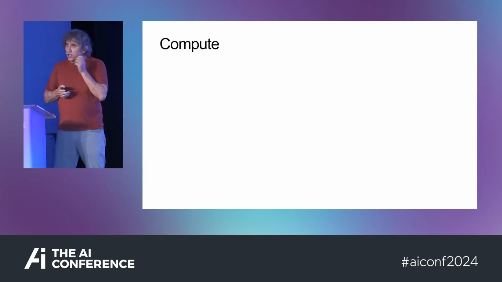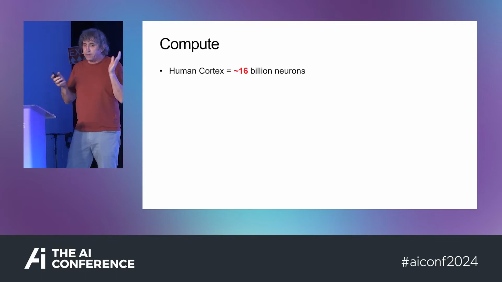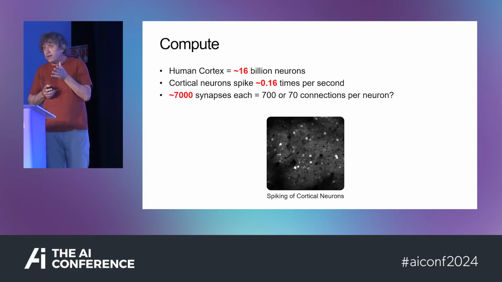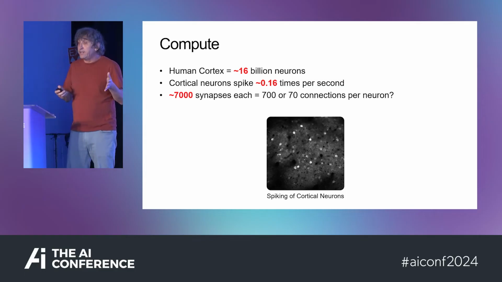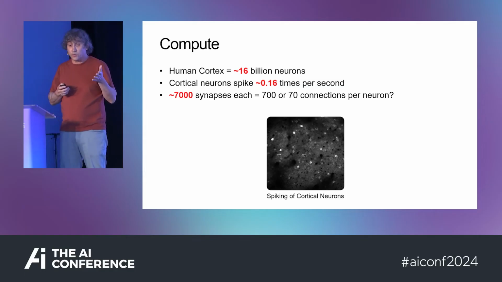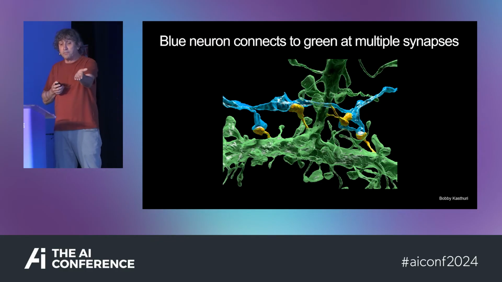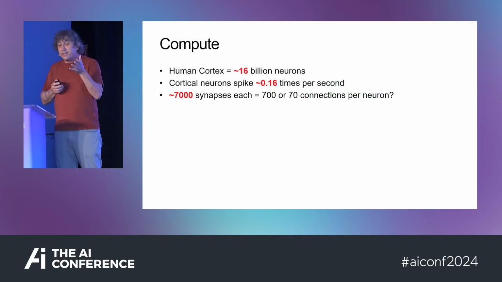But if we actually look at what compute looks like in the brain, the human cortex has about 16 billion neurons, and they spike about every 0.16 times per second. This is an image of neurons firing in the brain. Every neuron has about 7,000 synapses. Now, 7,000 synapses doesn't mean it has 7,000 connections, 7,000 weights, because actually neurons connect multiple times to one another. As you can see here, there's multiple connections between the blue and the green. And so we can think of it as, let's say, 700.